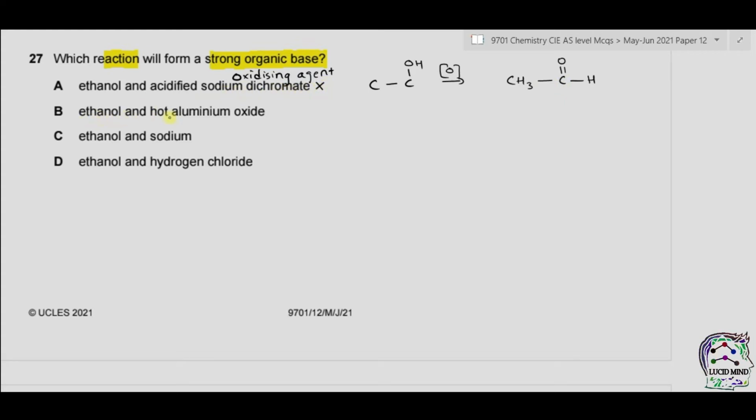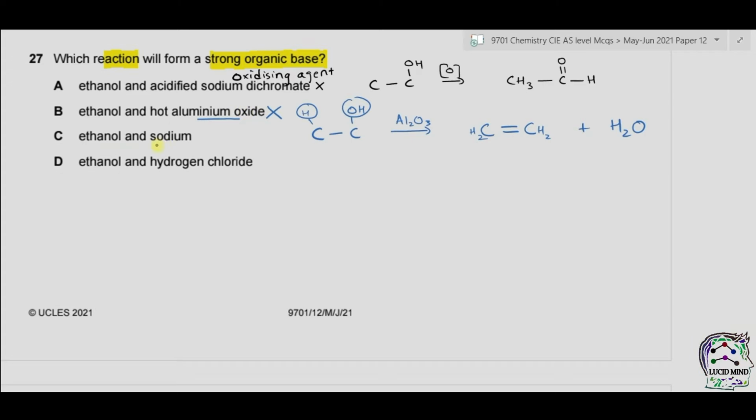Then we have ethanol and hot aluminum oxide. This causes elimination reaction and water is removed from ethanol and alkene is formed. Hydrogen will be removed from adjacent carbon. This will form double bond along with the removal of H2O. Again, no base is formed, so therefore this is also wrong.